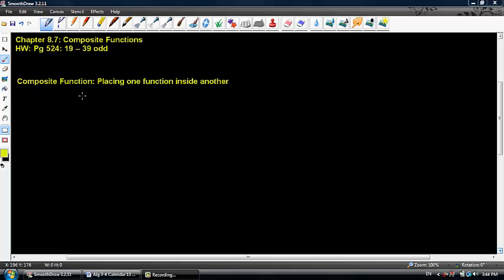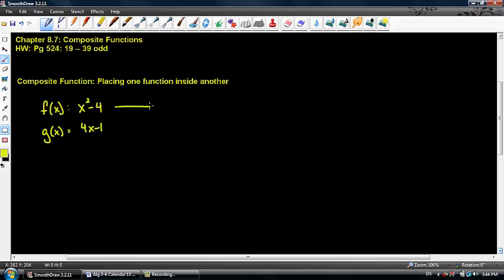Right, chapter 8.7 deals with composite functions. And first thing you guys got to know about a composite function is when we place one function inside of another and then we evaluate it. So what I'm going to do is give us two functions here. We've got f of x, and that's going to equal x squared minus 4. And then I'm going to give us another function, g of x, and that's going to be 4x minus 1.